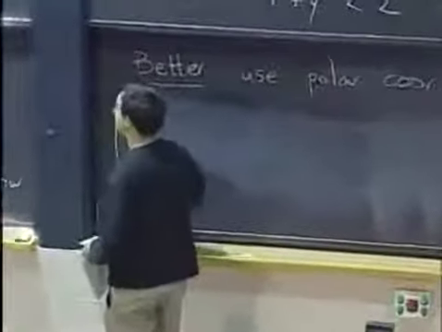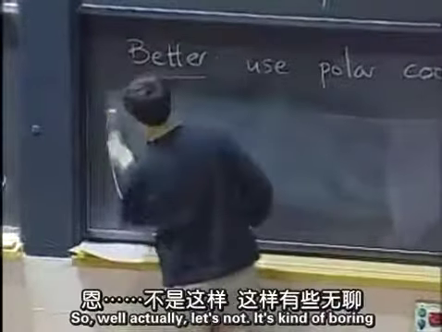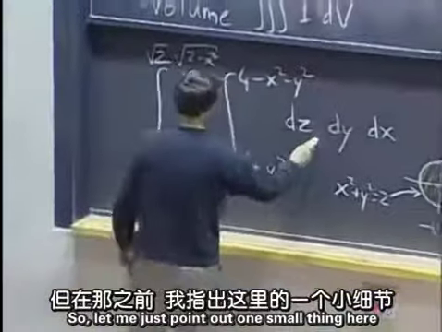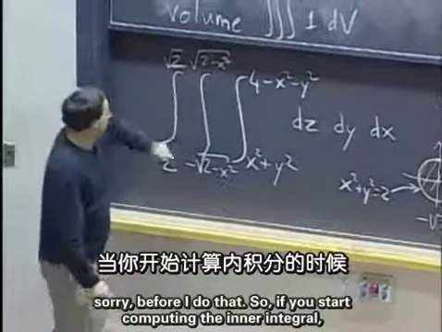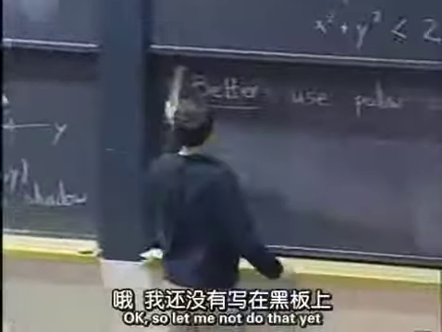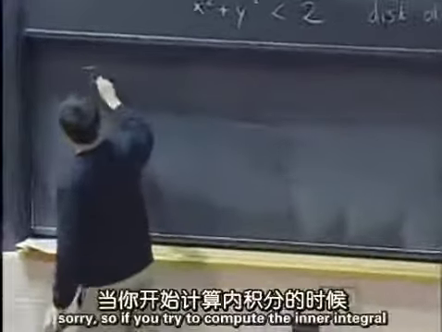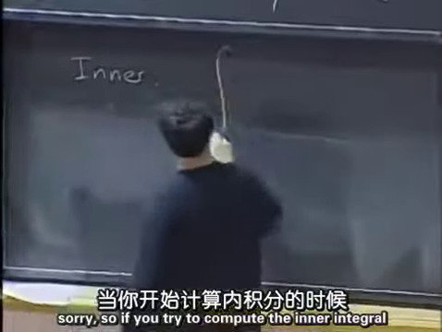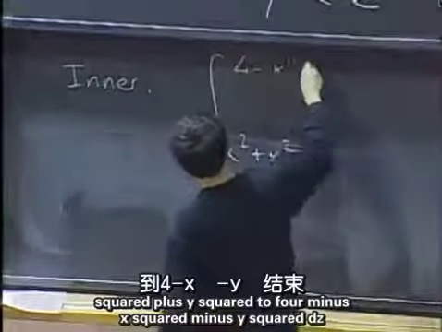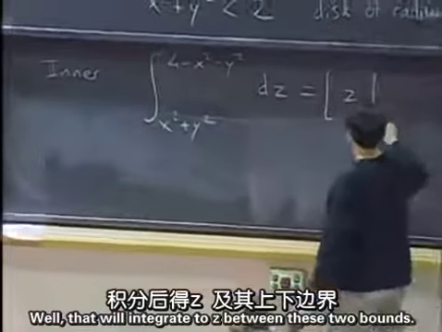Well, actually, let's not. It's kind of boring. But let me just point out one small thing here. So if you try to compute the inner integral, you'll be integrating from x squared plus y squared to 4 minus x squared minus y squared dz. Well, that will integrate to z between these two bounds.